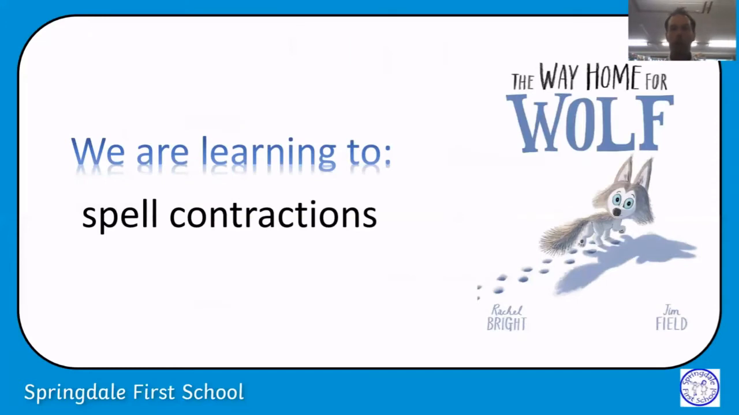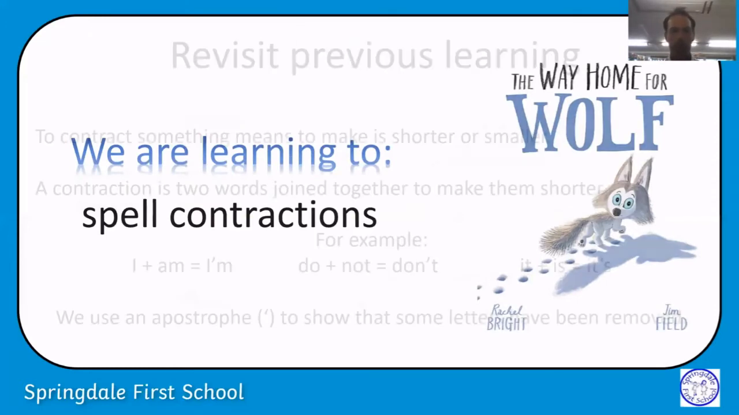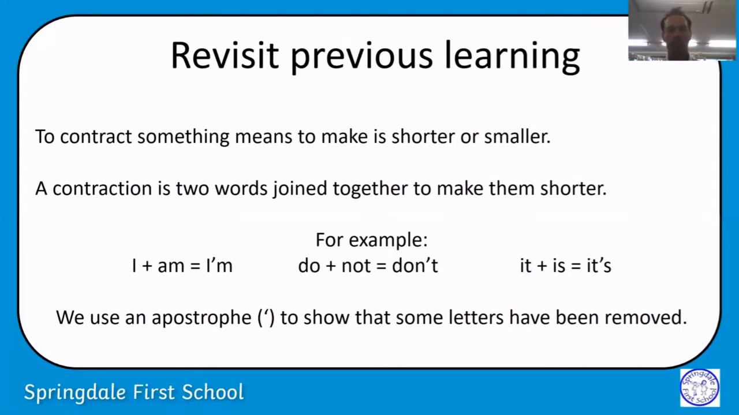Okay, so today what we're going to be doing is learn how to spell contractions. So first of all, we need to work out what a contraction is. So to contract something means to make it shorter or smaller. Okay, a contraction is two words joined together to make them shorter. So it's a little bit like a compound word, but in a compound word, we keep the two words together. In a contraction, I'm going to make one of the words shorter, so it's quicker for me to write. For example, I plus am becomes I'm.